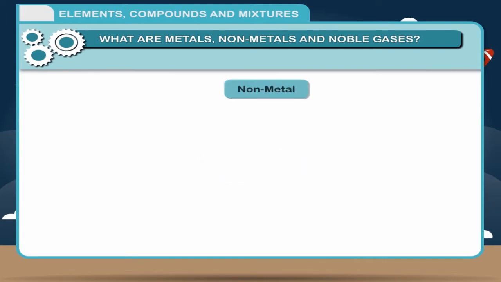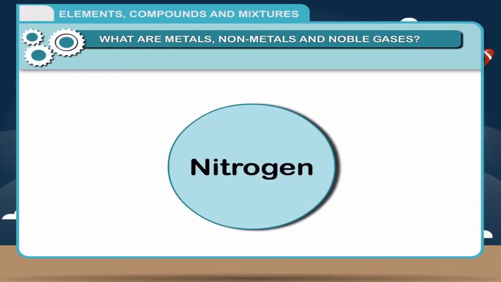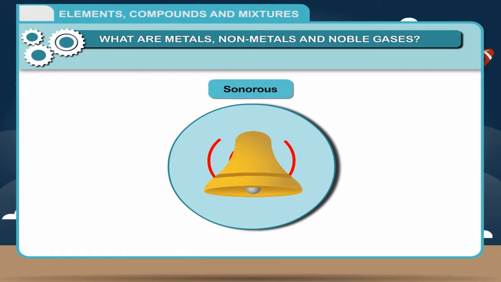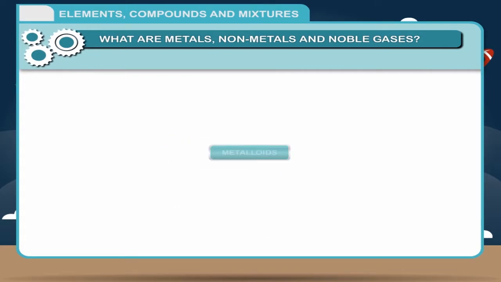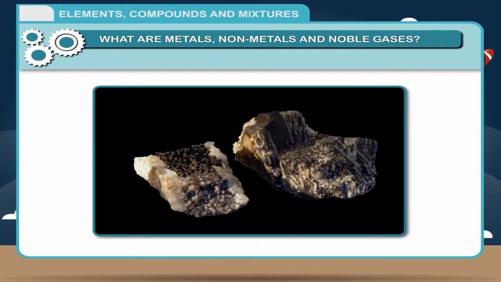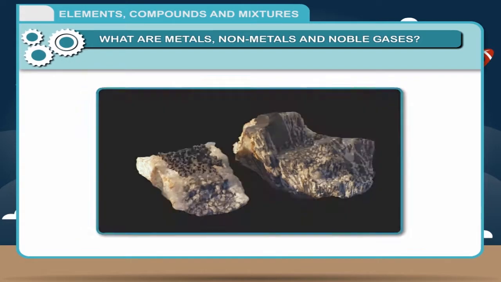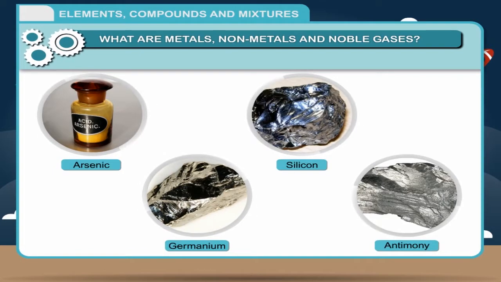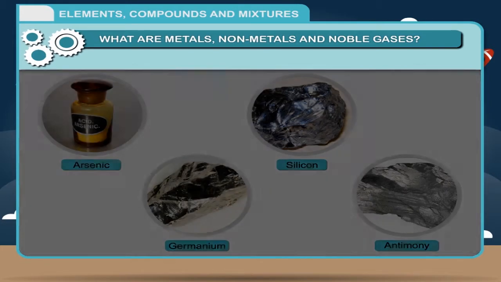Examples of non-metals existing as gas are oxygen, nitrogen, etc. And a soft solid is phosphorus. 6. It is not sonorous. It does not produce a ringing sound when struck. Metalloids. Metalloids are elements that have properties of metals as well as non-metals. Arsenic, germanium, silicon, and antimony are some examples of metalloids.